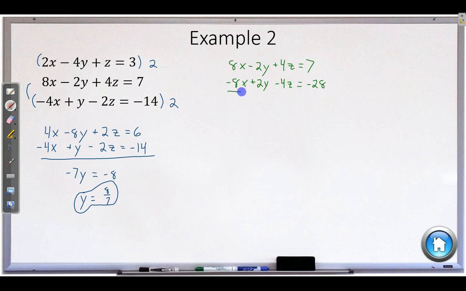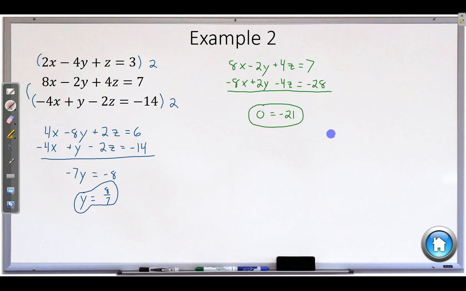All right, so now we're going to combine these two. 8x and -8x go away. -2y and 2y go away. 4z and negative 4z go away. So if all that goes away, we are left with 0 equals 7 and negative 28. Those combine to make negative 21. And take a look at what we've got left over. 0 is equal to 21.